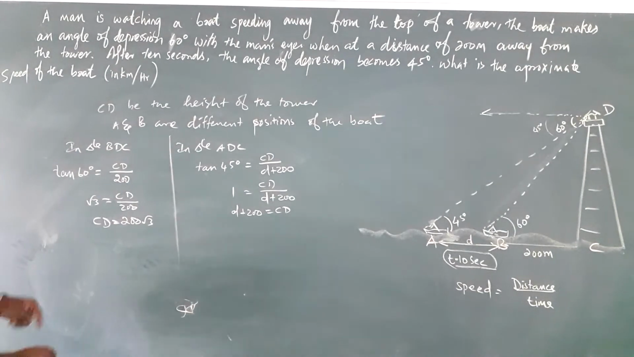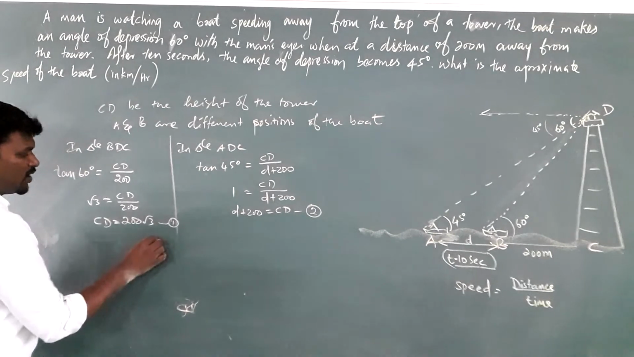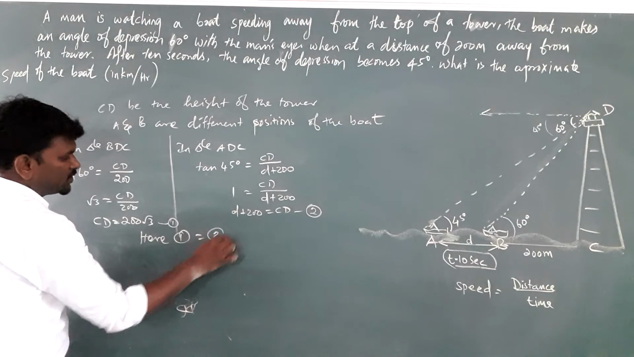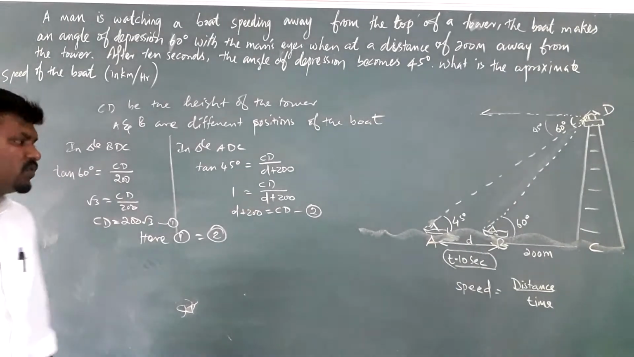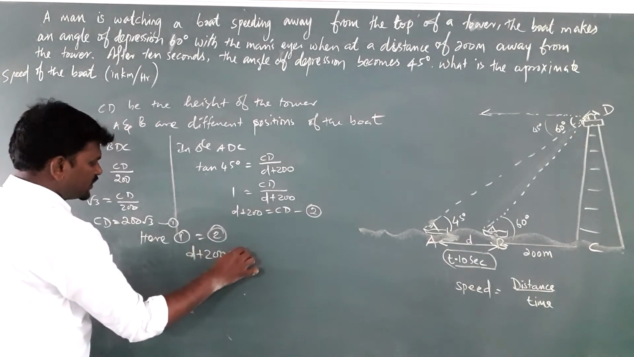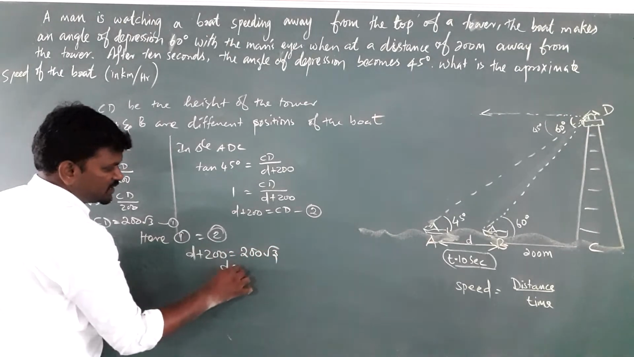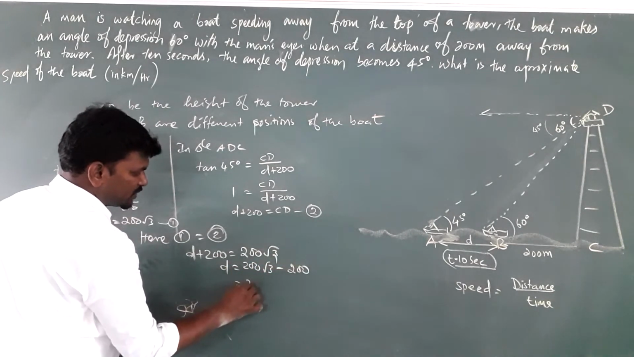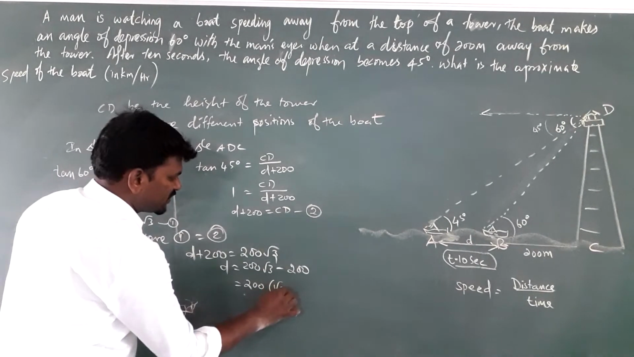So here equations 1 and 2 are equal because this is also CD, this is also CD. Therefore D plus 200 is equal to 200 root 3. So D is equal to 200 root 3 minus 200. So 200 is a common factor. So 200 times root 3 minus 1.